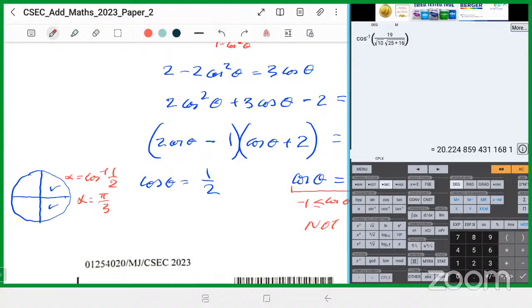If I wanted angle in this quadrant, I would have to use... what do I want? Degrees. They want degrees because I wanted degrees. So I'm going to put the angle in degrees, which is 60 degrees. Cos to the minus 1 of a half is 60 degrees.